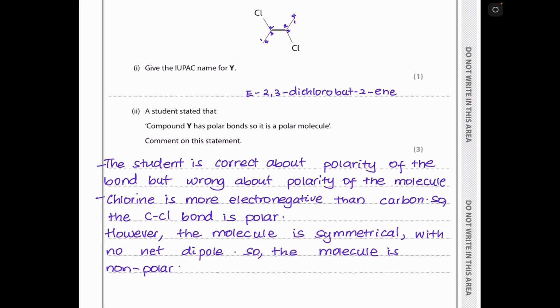Next, they say a student said that compound Y has polar bonds, so it's a polar molecule. Comment on this statement. Now we can see the bonds are polar because there is a carbon-Cl bond, and since chlorine is more electronegative than carbon, there is a difference in electronegativity that causes polarity. However, the molecule is symmetrical and so it will not be polar. So I said the student is correct about polarity of the bond but wrong about polarity of the molecule. Chlorine is more electronegative than carbon, so the carbon-chlorine bond is polar. However, the molecule is symmetrical with no net dipole, so the molecule is nonpolar.